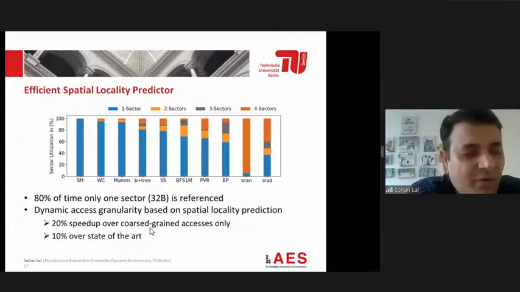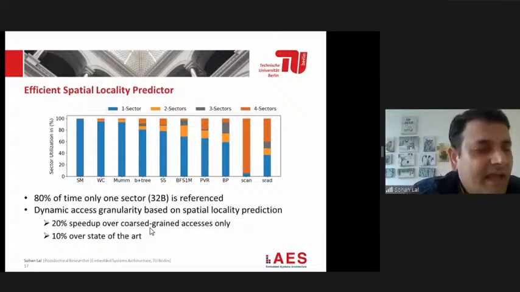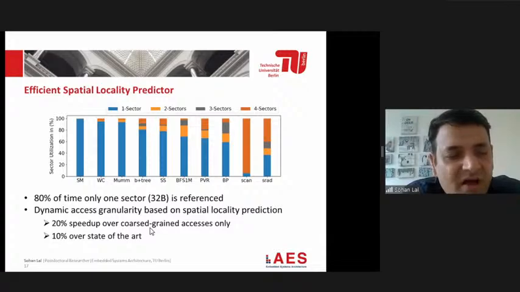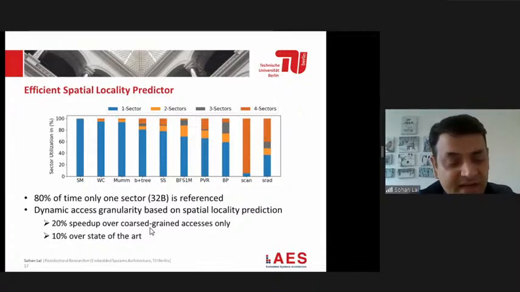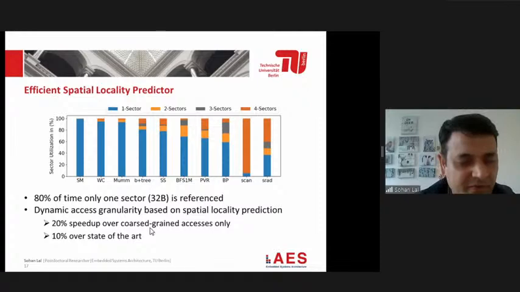As I said before I go into the detail, a warp can do a transaction of 128 bytes from the off-chip memory or from your DRAM. But because of these scattered memory accesses, the whole 128 bytes might not be used, because there is a lot of memory divergence, or a lot of memory accesses are scattered.